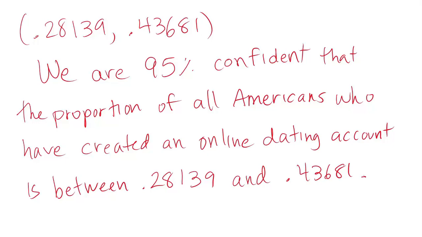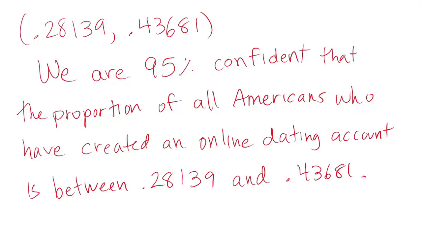Now you can see that's a fairly wide interval. It's over 15 percentage points wide. So there's a lot of error here, and that's because of the size of our sample. If we wanted to reduce the amount of error in our measurement, then we would increase the sample size. Or I guess we could decrease the confidence level and sacrifice some accuracy for the precision.